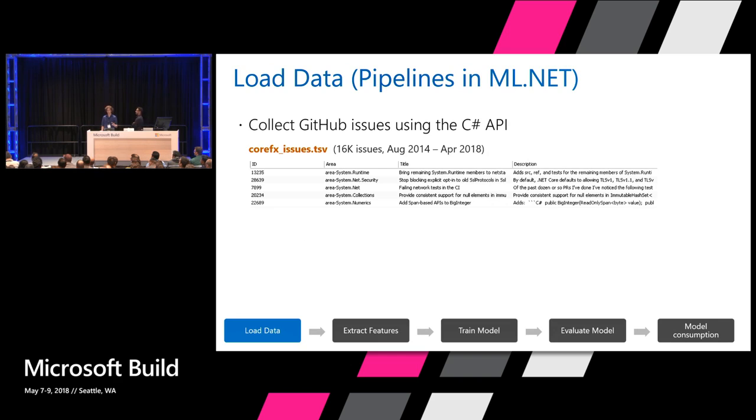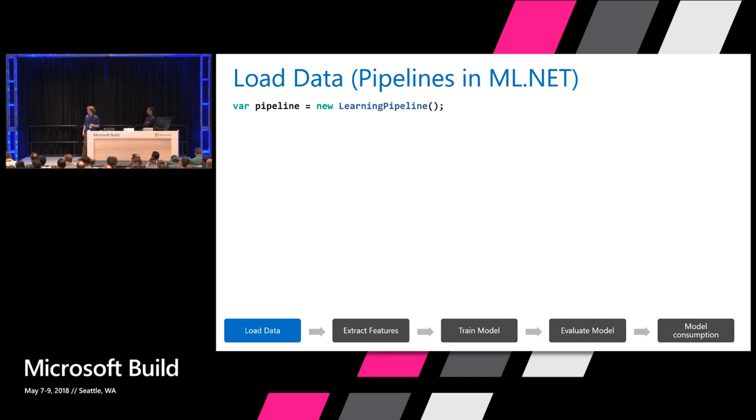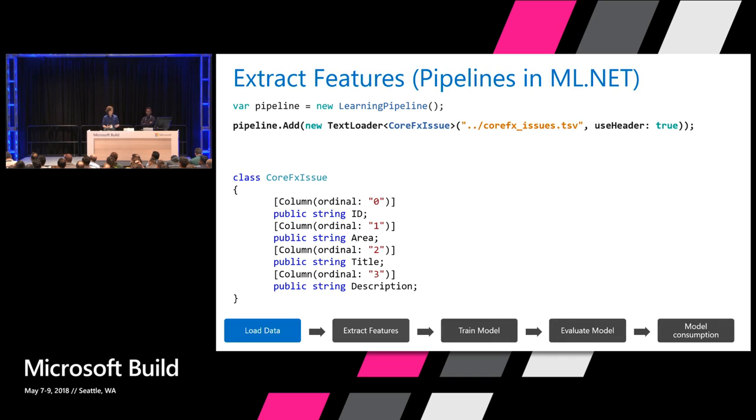So we talked about the first stage being load the data. In this case, we have 16,000 issues from the CoreFX repository that are all labeled by the engineering leads. You'll see that we have the ID, the area, which is what we're trying to predict, the title, and the description. Now we're going to start the pipeline. So we create a new learning pipeline. We add a text loader that helps us read in the data set that we collected.